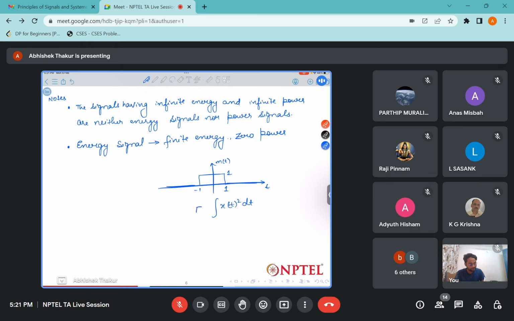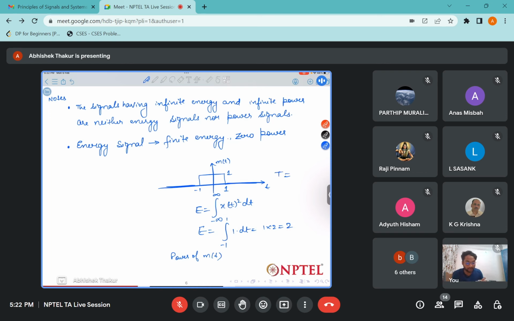So what will be the energy of this signal? That is the integral of x(t) squared dt. From minus infinity to minus 1, the value is 0. So we keep the limits minus 1 to 1 only, because from 1 to infinity the value is 0. And x(t) is 1 between minus 1 and 1, so x(t) squared will be 1 only. So we get 1 into 2, that is equal to 2. Now when you calculate the power of this signal, what is the time period of this signal?